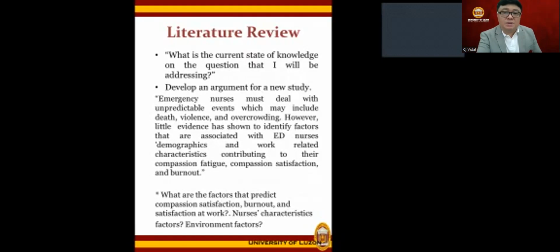So in this example, we have emergency nurses dealing with unpredictable events, which may include death, violence, and overcrowding. However, little evidence has been shown to identify factors that are associated with emergency department nurses, demographics and work-related characteristics contributing to their compassion fatigue, compassion satisfaction, and burnout.